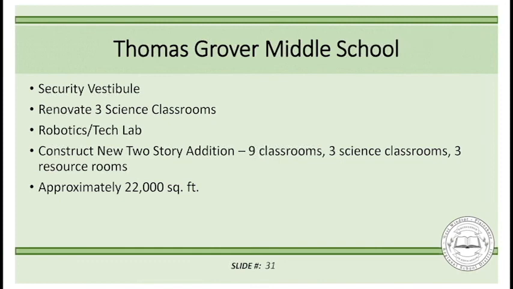So what that means is there are currently 12 science classrooms at Grover. 9 of the 12 are outfitted for science. 3 of the 12 are not. They are just classrooms that have been utilized for science because the building didn't have enough classrooms that are science oriented to begin with. So it's the conversion of 3 to make them proper science rooms, a renovation of the current robotics tech lab, and then a two-story addition, which is an additional 9 classrooms and 3 science rooms.